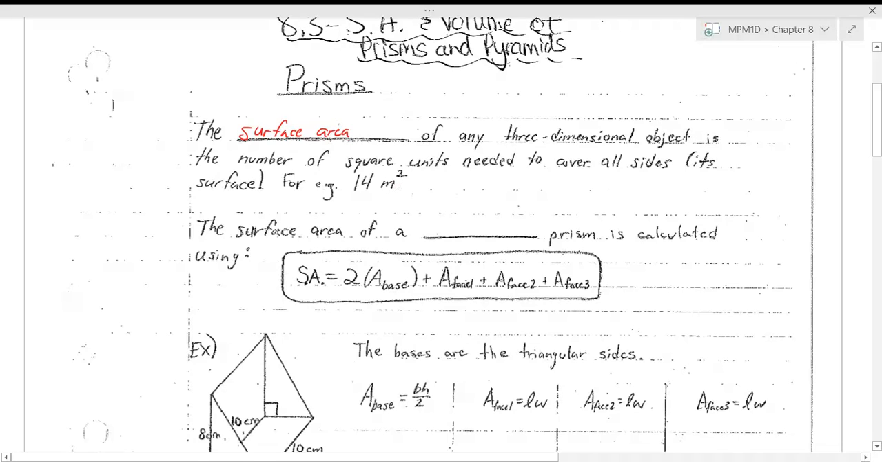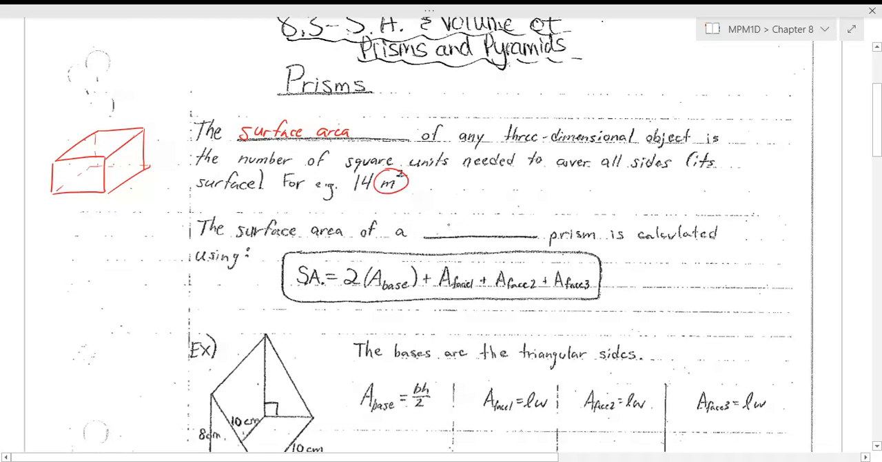Now, area is a two-dimensional thing, right? So if I have the area of a square, it's just the area of that two-dimensional object. But if I have a three-dimensional object, what is surface area? Surface area is the area of all the different sides. So if this is a rectangular prism, it has 6 different sides. If I were to calculate the area of all 6 sides, that would altogether be the surface area. And surface area, just like area, is stated in square units.